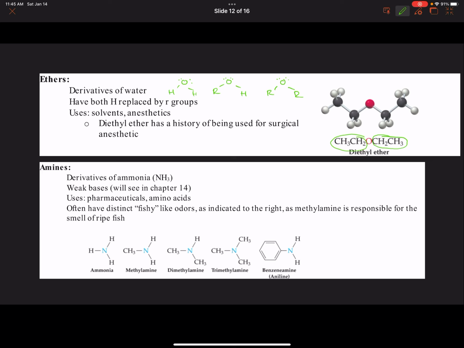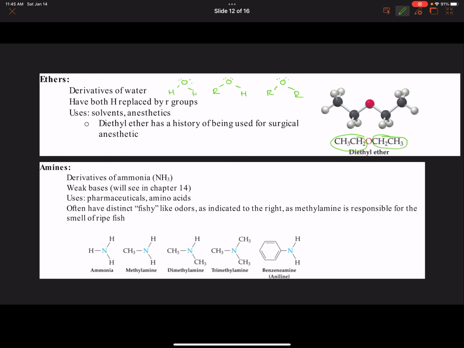Our next family are amines. Amines are derivatives of ammonia. So ammonia is NH3. This is going to be a compound you're going to be very familiar with this semester. Derivatives, again, means one or more hydrogens are replaced. Amines are going to be weak bases. We'll see this in a later chapter. They have common uses in pharmaceuticals. So we saw that with the acetaminophen, had the amine. They're also in our amino acids, a very important building block for our proteins.